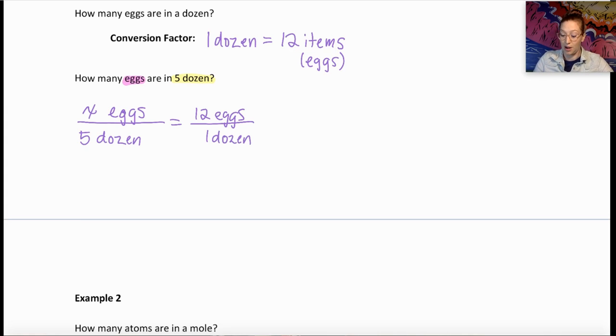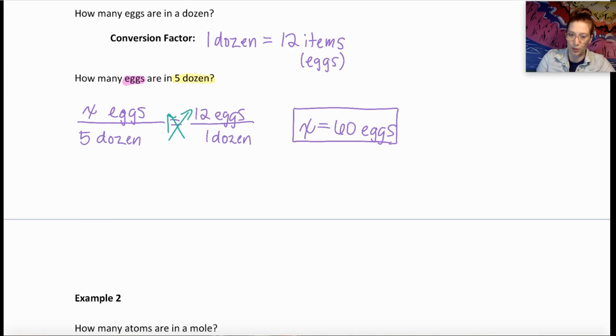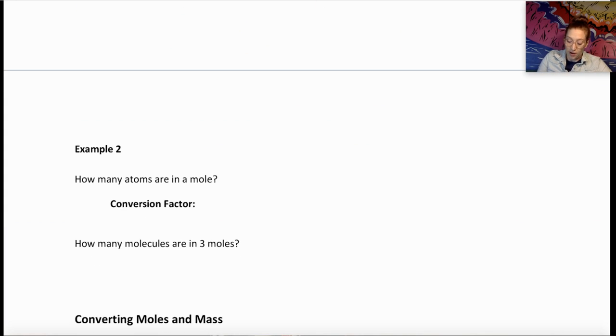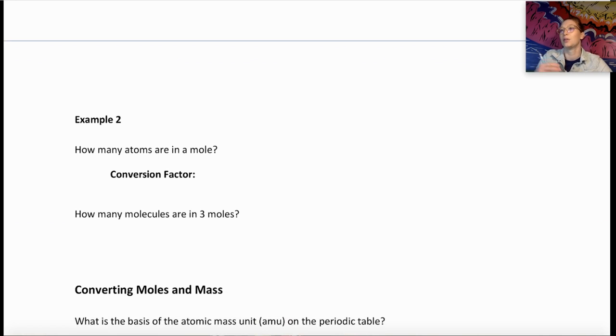Okay, so now we just solve for X. We're going to cross multiply, and divide if necessary. In this case, all we're going to need to do is take 5 times 12, which is going to give us 60 eggs. So there's our simple example. We can use the unit of the mole in a similar fashion. We're going to do an example here where we're going to convert from atoms, molecules, ions, any type of particle. This is what this example is going to look like.